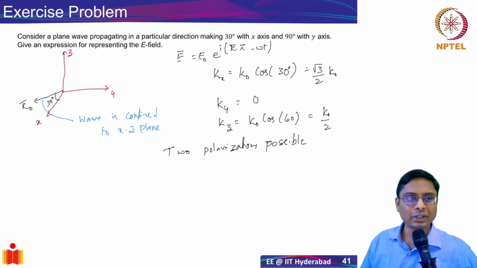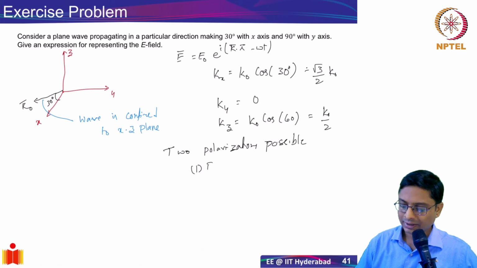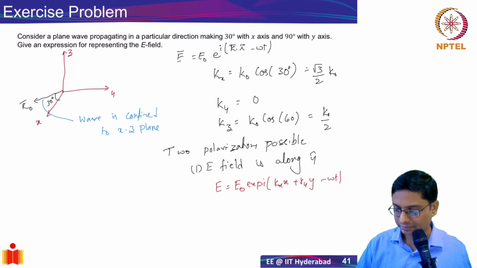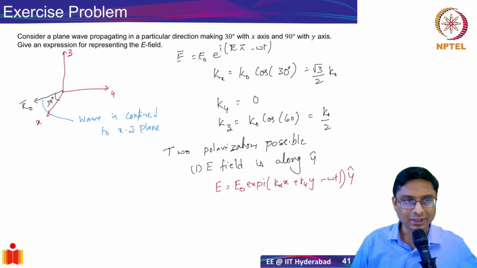One is E is along the y direction. Okay, electric field is along y cap. That's one polarization that is possible. So in this case, my electric field expression turns out to be quite simple. So my E is equal to E naught exponential i k dot r, so kx x plus ky y minus omega t. All right. And then there is a direction vector associated with that. This is y cap. So it is in the direction of y.